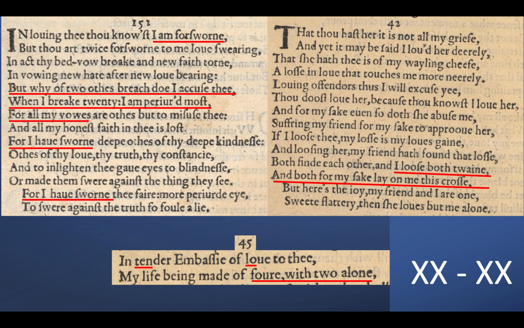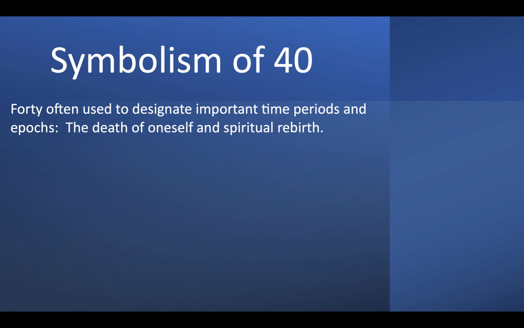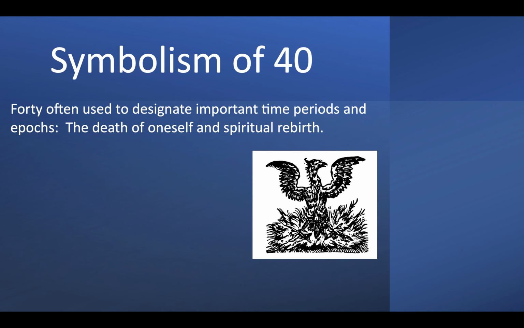Well, indeed it is. His birth years give you the 20, and his death years give you the 20. And he has sworn to this number of 40. So why is 40 so important? Well, 40 is often used to designate important time periods and epochs, particularly in biblical history, and it's the death of oneself and spiritual rebirth. This idea of transcendence again.